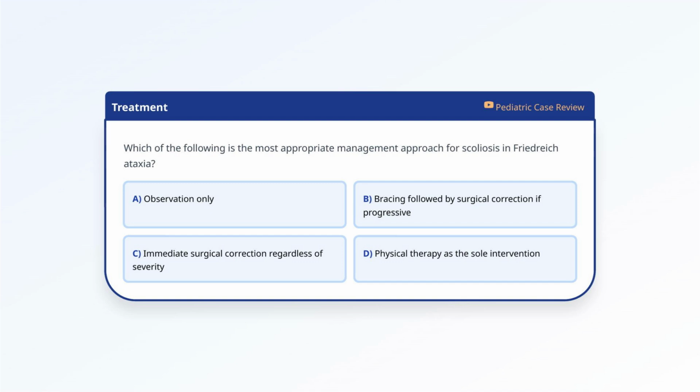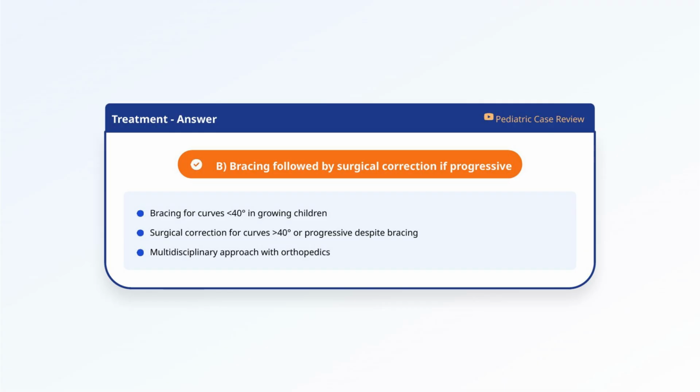Which of the following is the most appropriate management approach for scoliosis in Friedreich ataxia? A. Observation only. B. Bracing followed by surgical correction if progressive. C. Immediate surgical correction regardless of severity. D. Physical therapy as the sole intervention. The correct answer is B. Bracing followed by surgical correction if progressive.